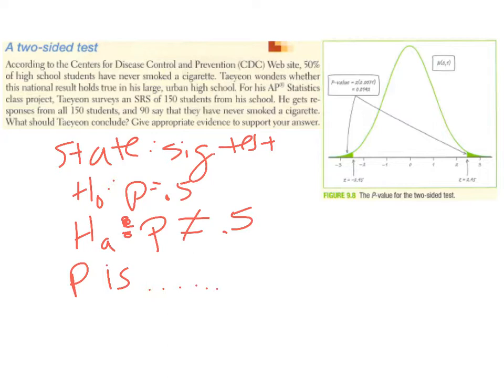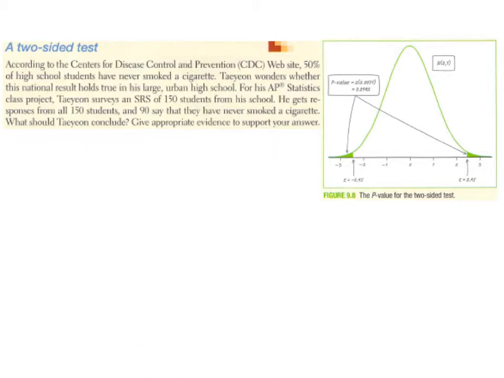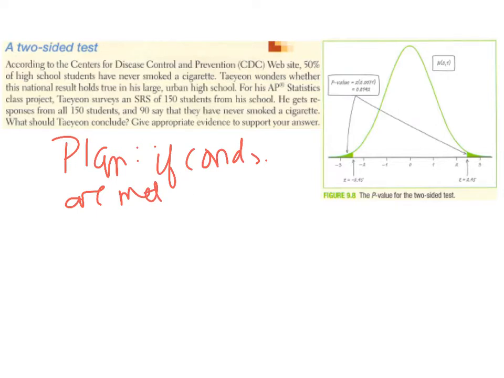And then I also need to put in what my significance level is going to be. Since one was not specified, we'll go ahead and go with 0.05. Then as we move on to step 2, which is our planning, I need to say what I'm going to do. If those conditions are met, I'm going to do a one-sample test. Even though it's two-sided, it's still only one sample. I'm going to do a one-sample z-test for the population proportion p.